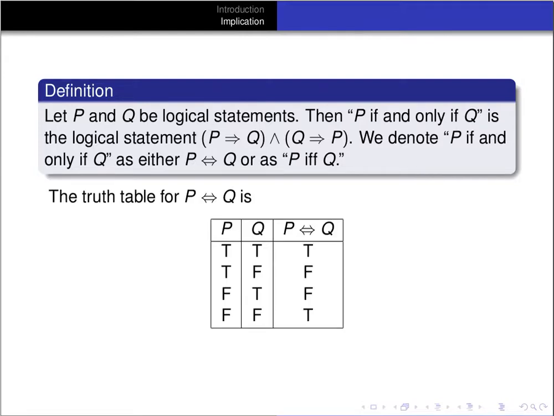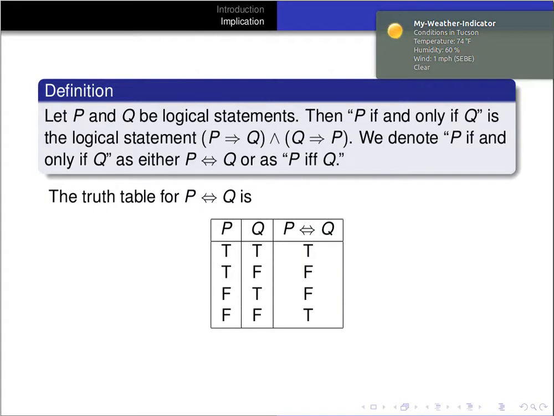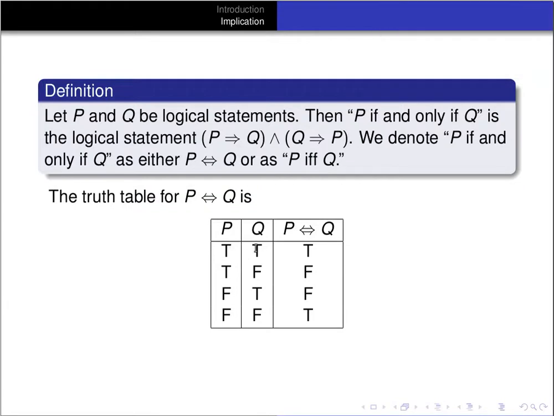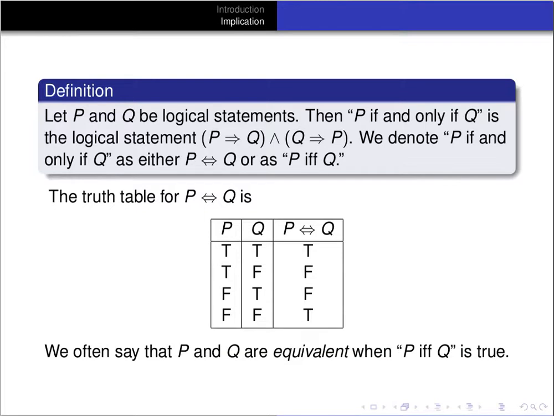The truth table for a biconditional shows that p if and only if q is true exactly when p and q have the same truth values. So when p is true and q is true, p if and only if q is true. When p is false and q is false, p if and only if q is true. If they have different truth values, if p is true and q is false, or p is false and q is true, then the biconditional is false. It makes sense, given that when p if and only if q is true, we call p and q equivalent statements, meaning they both always have the same truth value.